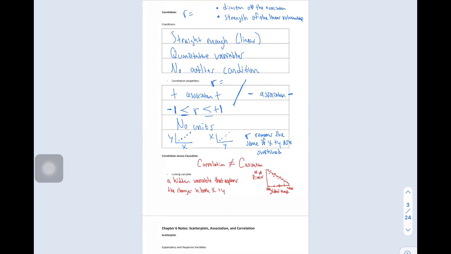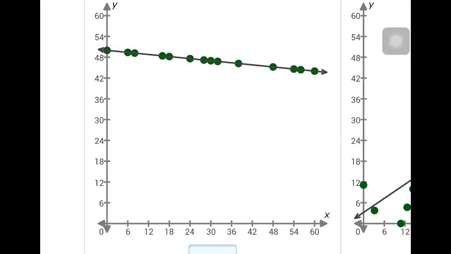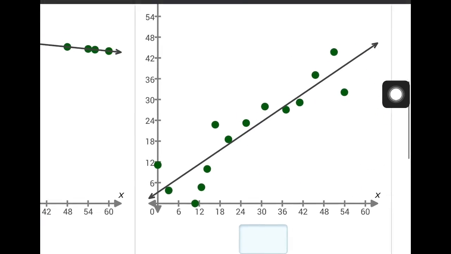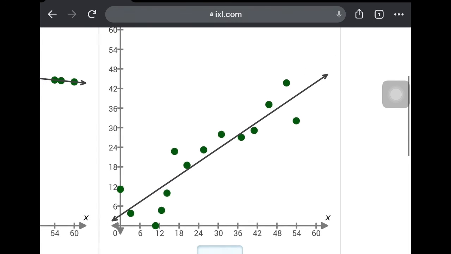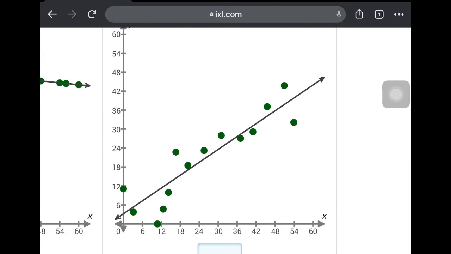There are going to be a couple questions here coming up. So here's your first example. We have an association that appears to be negative, and what would an appropriate correlation coefficient, or R value, be for this scenario? Similarly, for this guy, what would an appropriate correlation coefficient be?